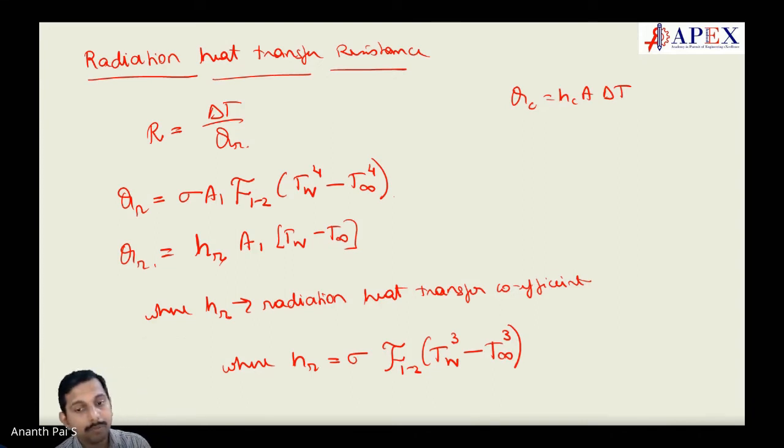So keep in mind that cube and cube comes there. TW minus T infinity cube is basis on it. It also influences HR. It's not difficult, students. It's not difficult. You have to remember the Stefan Boltzmann constant, and everything will come up.